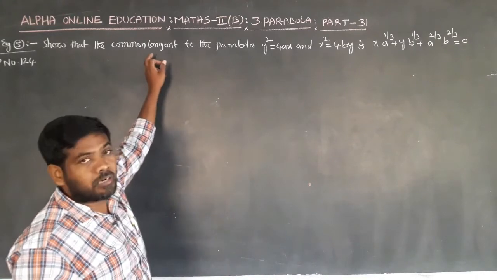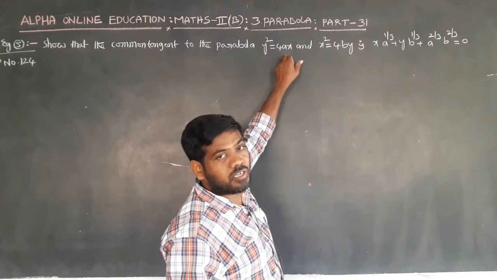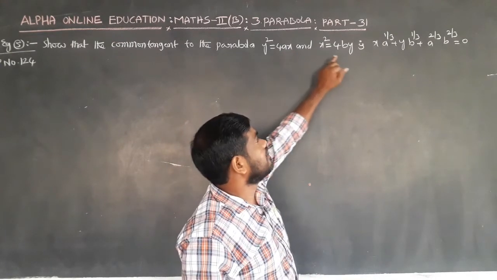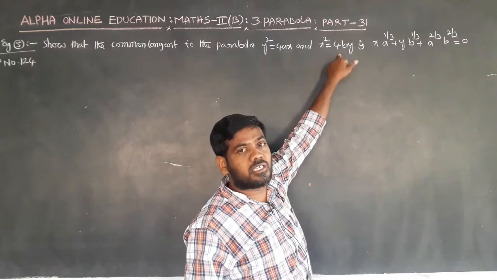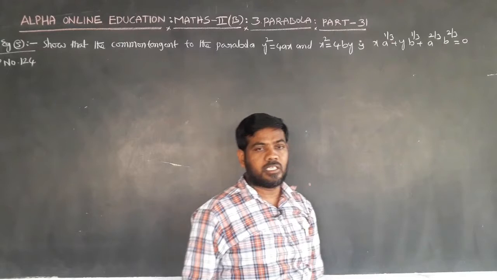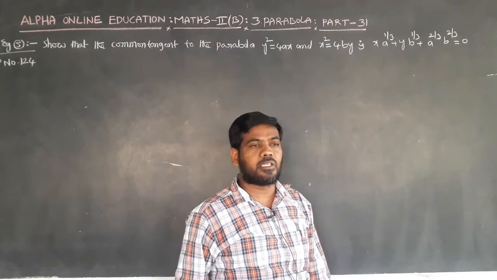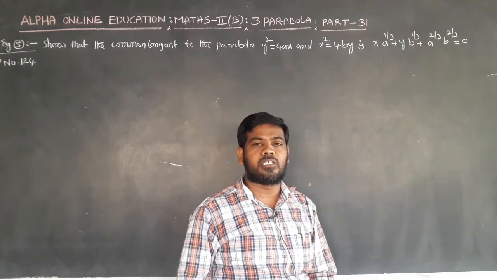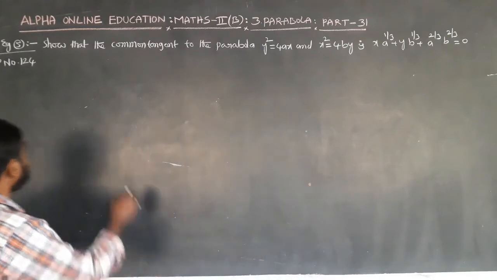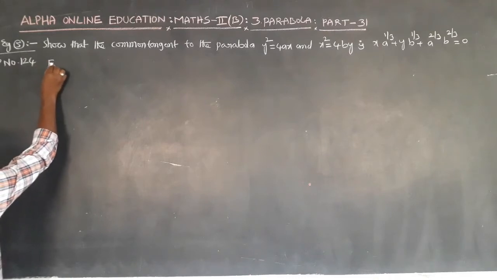Show that the common tangent to the parabolas. First one is y square is equal to 4ax. Second one is x square is equal to 4by is x a power 1 by 3 plus y b power 1 by 3 plus a power 2 by 3 into b power 2 by 3 is equal to 0. First of all, given equations of the parabolas.